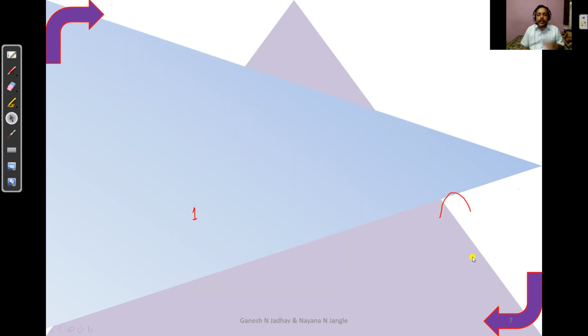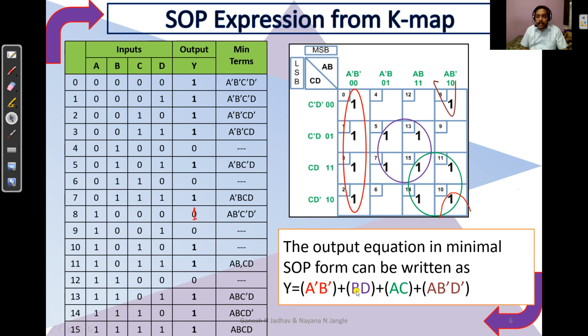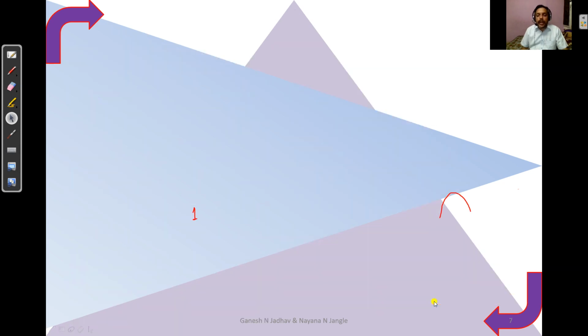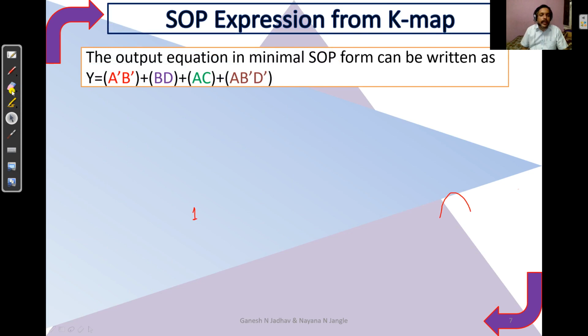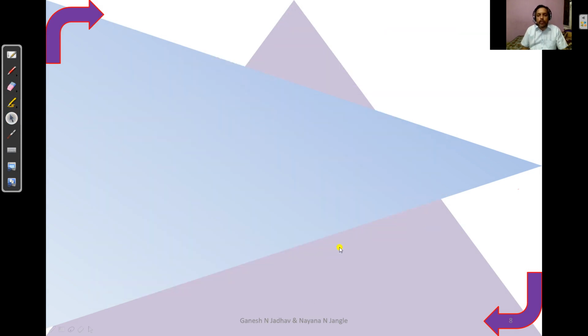To implement this, how many gates do we require? 4 AND gates: 3 AND gates with 2 inputs and 1 AND gate with 3 inputs, and 1 OR gate. So we can draw the circuit for this. We require 4 AND gates, and the corresponding outputs are ORed together. This will give you the output equation.